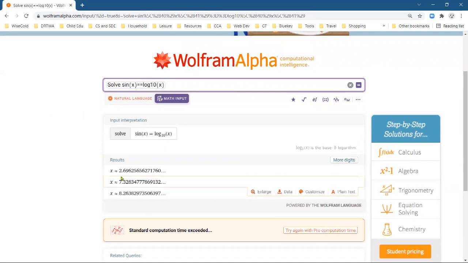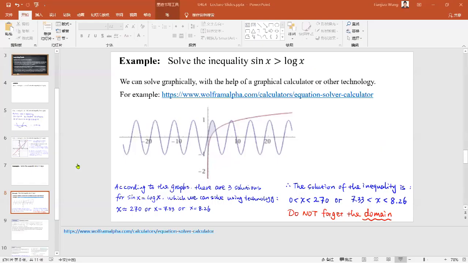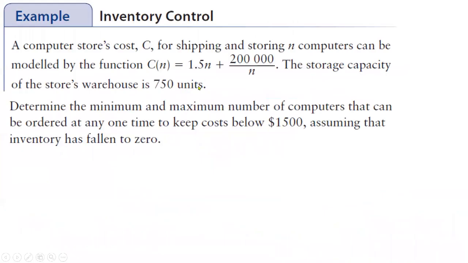One of them is approximately 2.70. The other one is 7.33, and the last one is 8.26. So there indeed are three solutions, right? Okay, so I'll write it here.